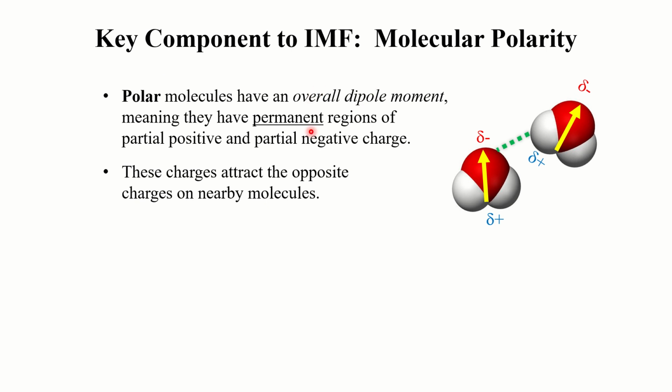So think about that word dipole, di meaning two poles. You have a region of partial negative charge and a region of partial positive charge. So they have permanent regions of partial positive and partial negative charges. These charges can then attract the opposite charges on nearby molecules. So the partial negative charge that forms on this atom in this molecule will be attracted to the partial positive region on the opposite end of one of those same molecules.